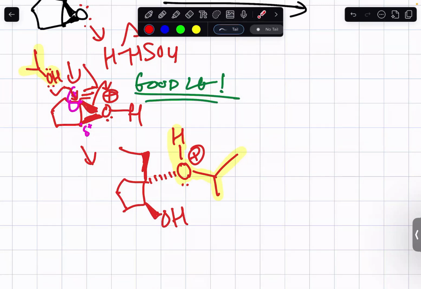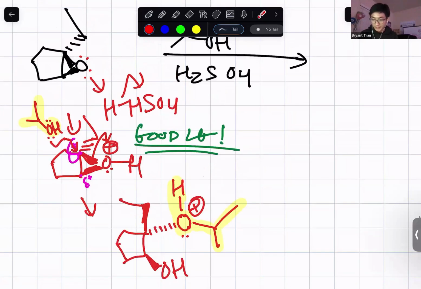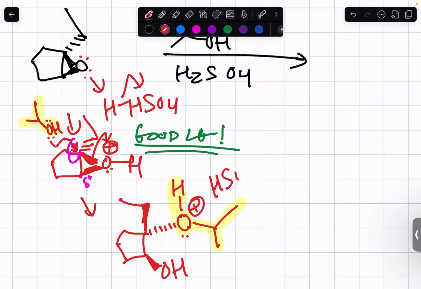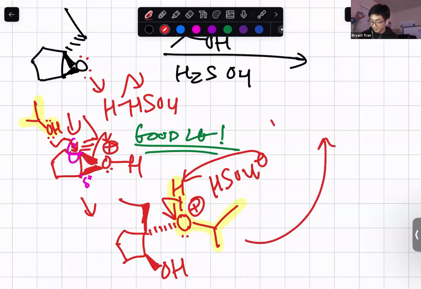So now the last step here is we want to get rid of that positive charge because that's unstable. We don't want that charge at all. And what we're gonna use is this thing that we kicked out at the beginning, HSO4 minus, which grabs that hydrogen. The 2 electrons in the bond between that hydrogen and the oxygen are gonna break and go to the oxygen, which makes that oxygen neutral now.